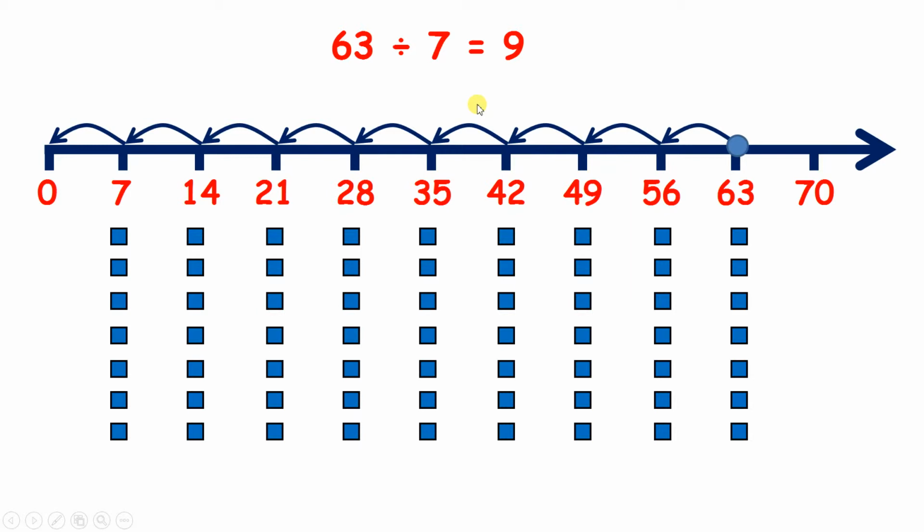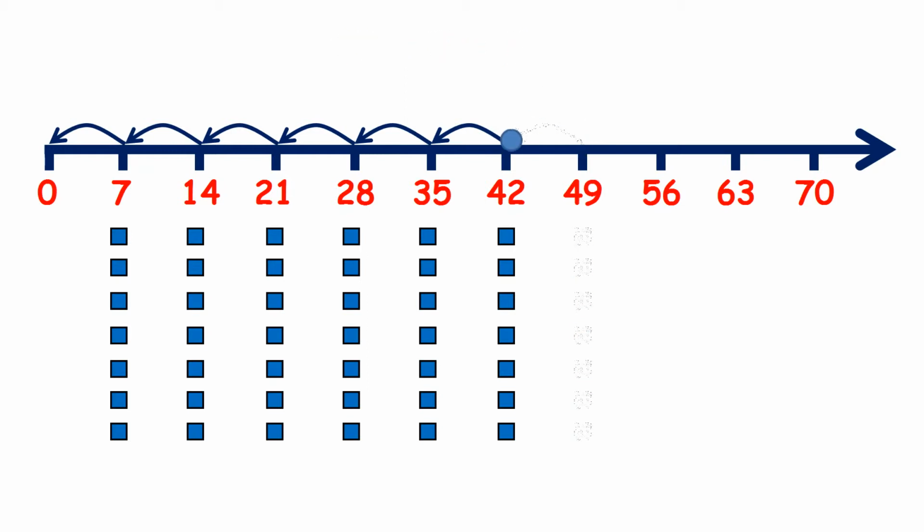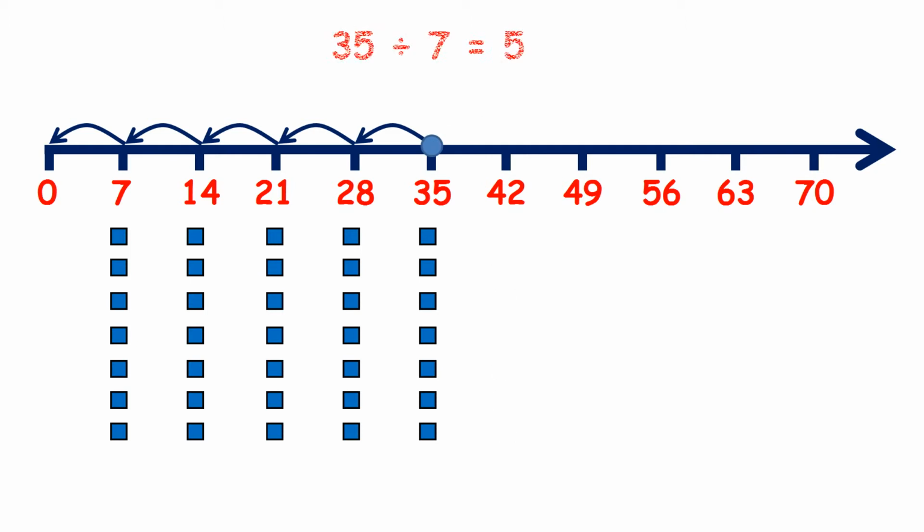63 divided by 7 is 9. 56 divided by 7 is 8. 49 divided by 7 is 7. 42 divided by 7 is 6. 35 divided by 7 is 5. 28 divided by 7 is 4.